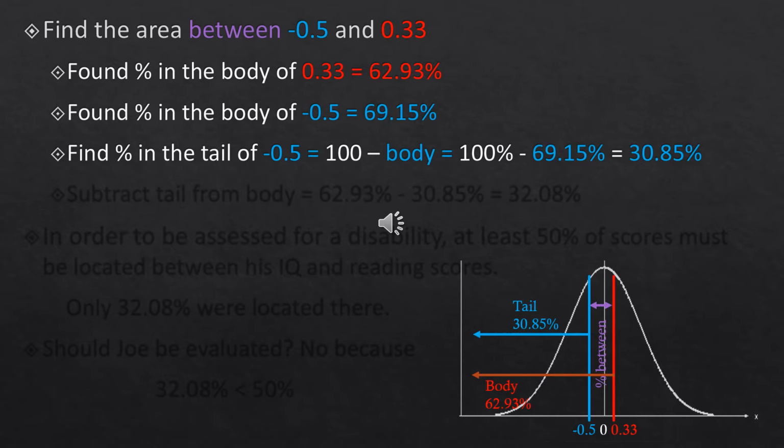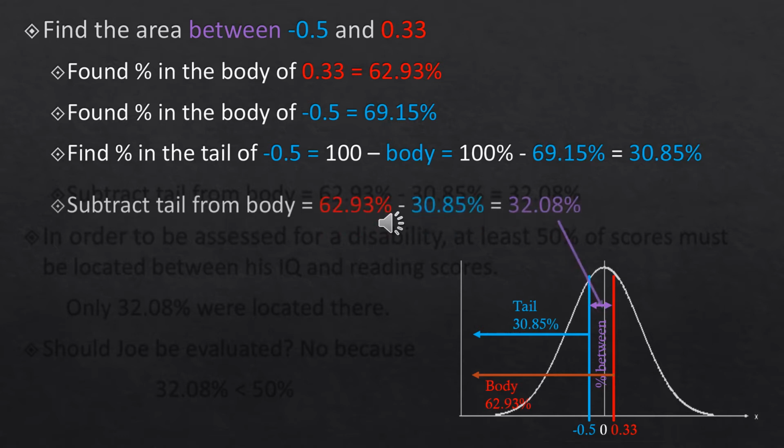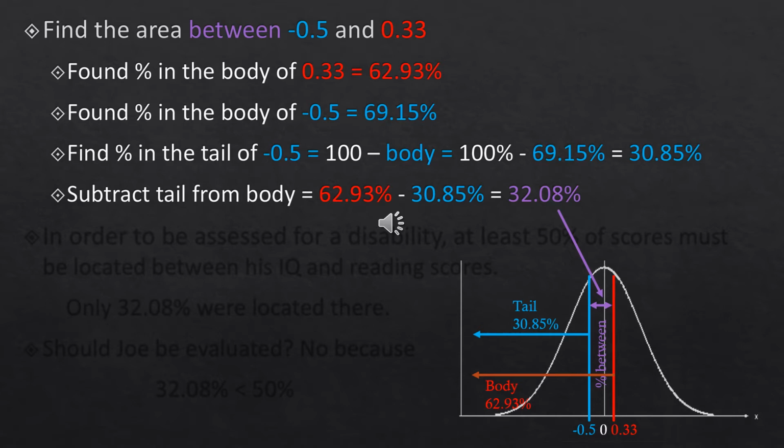To get the area between, the percentage of scores between two z-scores, we take the z-score with the larger percentage, so the z-score that corresponds to 0.33, which had 62.93% of the scores in the body, and subtract off the tail of the 0.5.